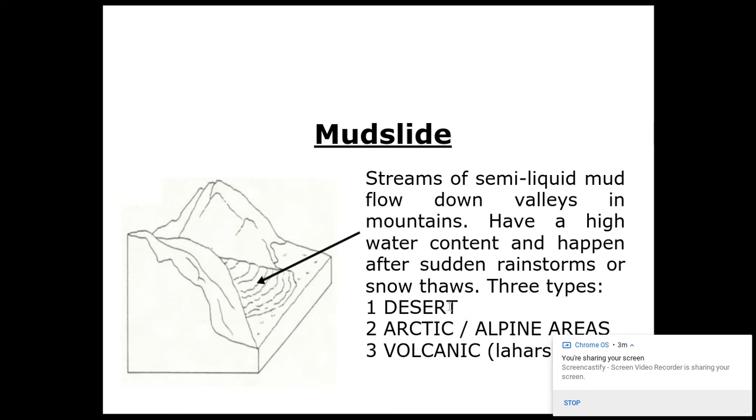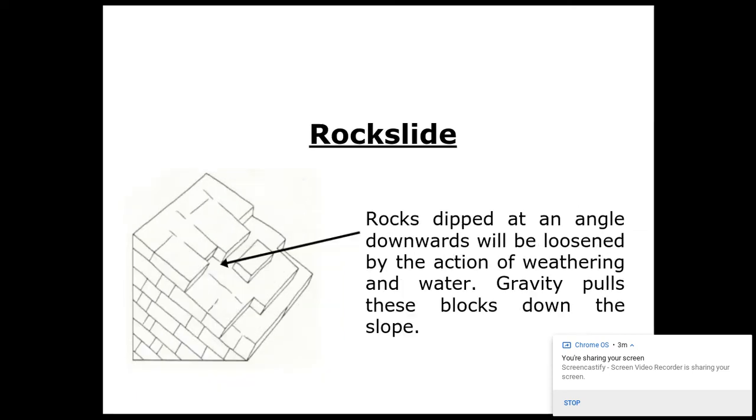Deserts, even though it is a desert, there are times where it gets big rainstorms. You don't have any of the growth or the roots holding everything together, it comes right down. Arctic, like we said, thaws. Volcanic. A lot of times when a volcano erupts and rain gets involved there, all that dust and soot and ash will come together and cause a big mudslide. Rock slide, rocks dip at an angle, downward, will loosen by the action of weathering and fall.